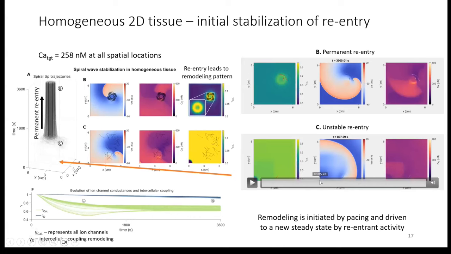And the important part is that you pace between these tries. So you pace the tissue very fast, and this drives remodeling, as in the single cell, but in this case at the tissue level.